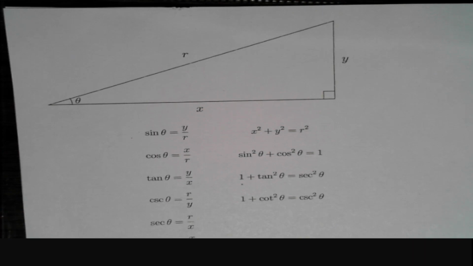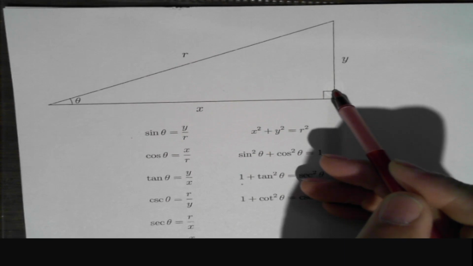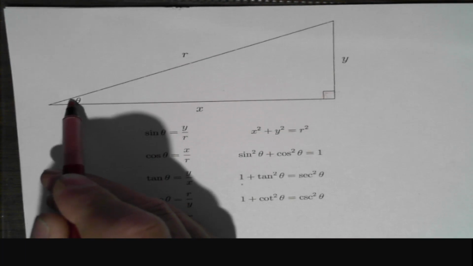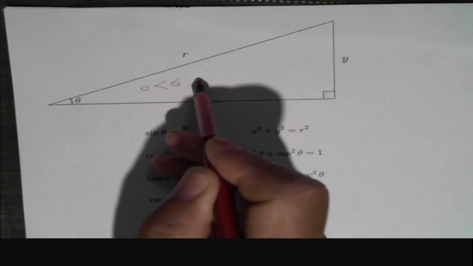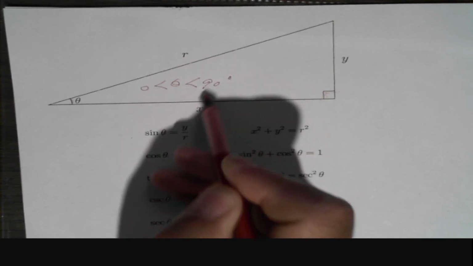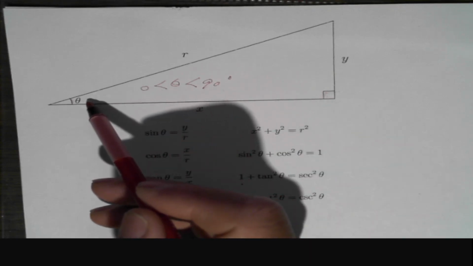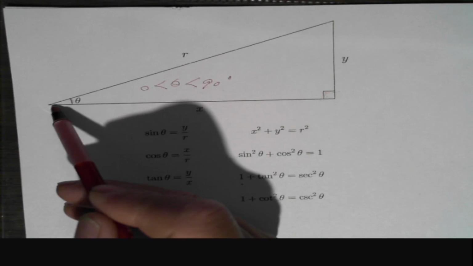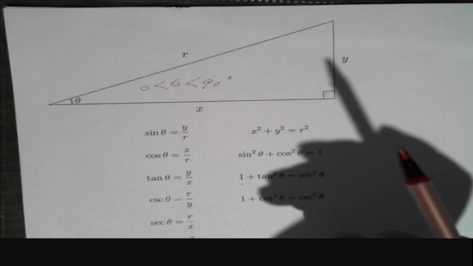Okay? When we're talking about a right triangle, we have to understand that one angle of a right triangle is 90 degrees here. So the other angle here must be greater than 0 but less than 90 degrees. Because one angle is already 90 degrees, the other angle must be greater than 0 but less than 90 degrees. If it is 90 degrees, it actually makes two parallel lines, so it cannot be a triangle.